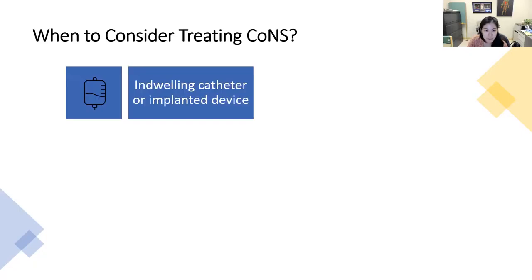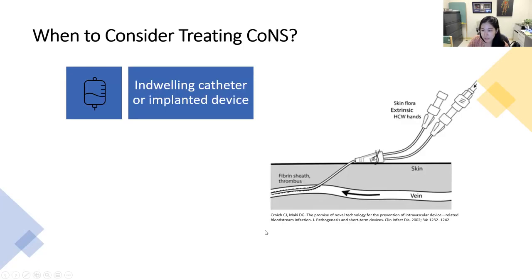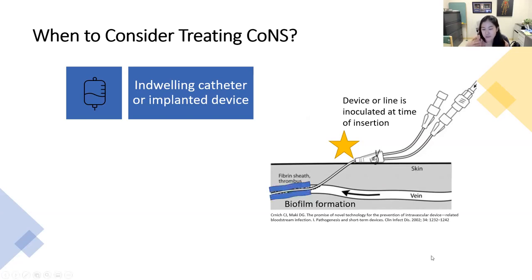One of them would be your patients with indwelling catheters, so central lines, PICCs, or implanted devices like AICDs or even pacemakers. The reason for this being coag negative staph lives on our skin and is easily inoculated or can infect the device or just attach itself to the device at the time of insertion. And once there, it has a tendency to form these sticky biofilms, which make it very difficult to eradicate.